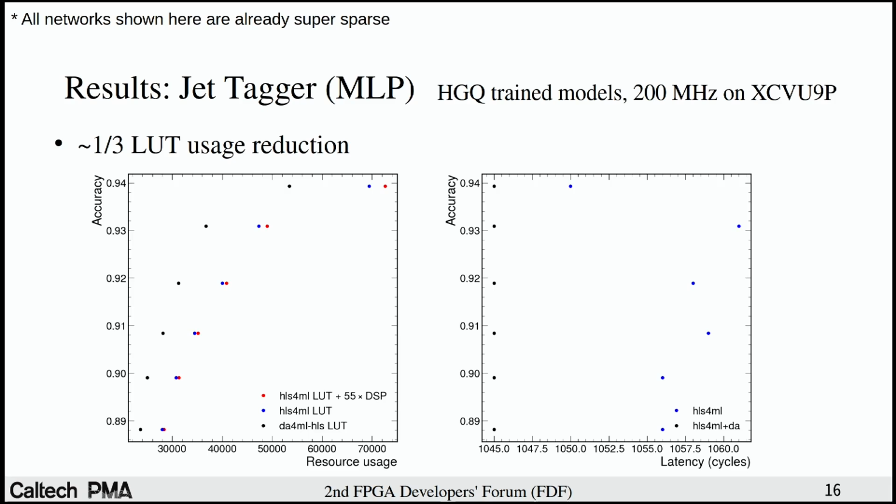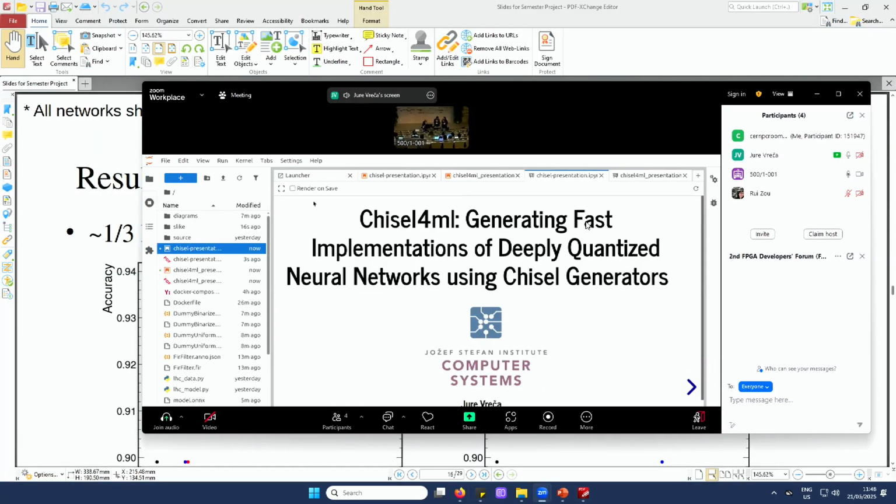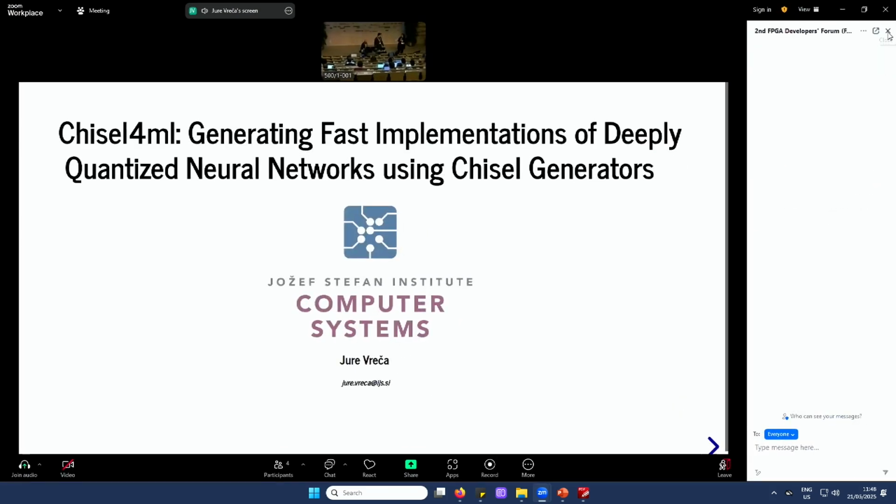Let's set this up. I'm going to introduce the second speaker. This is Vreča. He's a PhD student from the Computer Systems Department at Jožef Stefan Institute, and his main interests are computer architecture, compilers, and also digital design. Today he's going to show us a demonstration of Chisel4ml, generating fast implementations of deeply quantized neural networks. And I guess you can start from there.